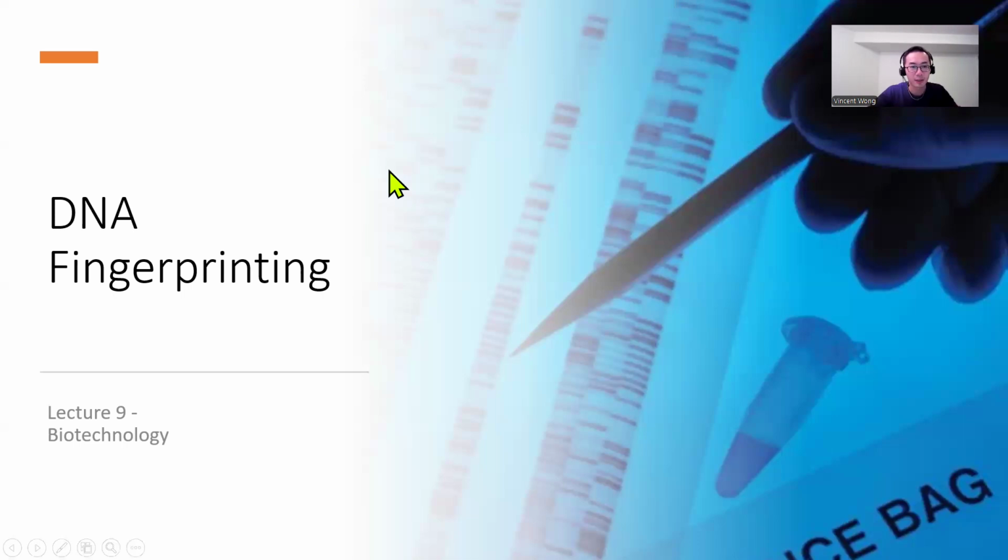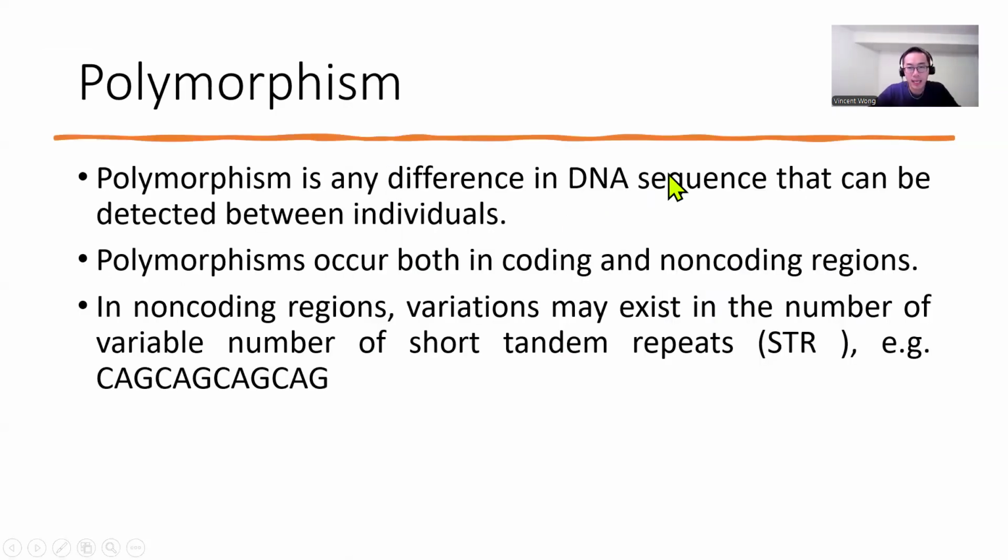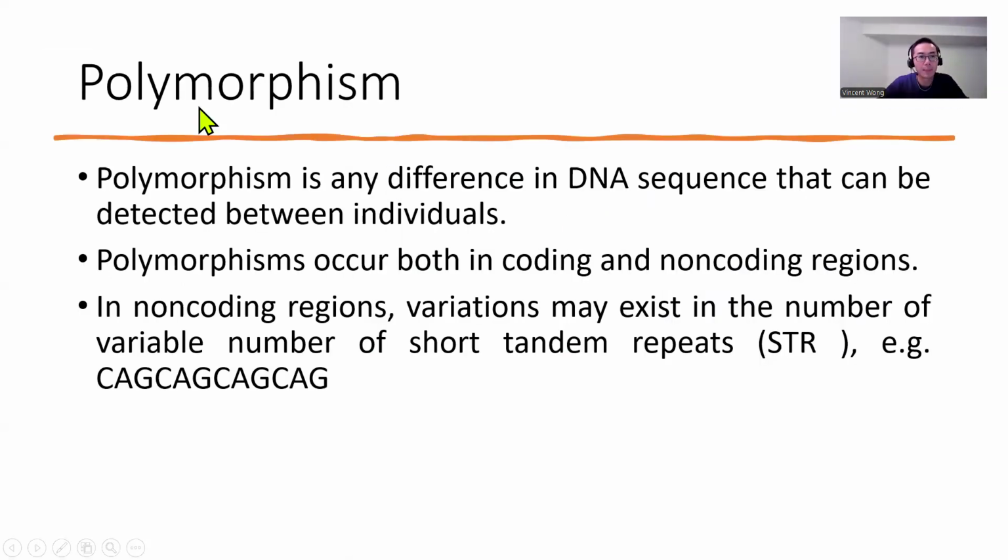All right, DNA fingerprinting. To understand how DNA fingerprinting works, there is something called polymorphism. Polymorphism is a big word, but it basically means a detectable difference in the DNA of two individuals. Now, that sounds easier than it actually is, right?